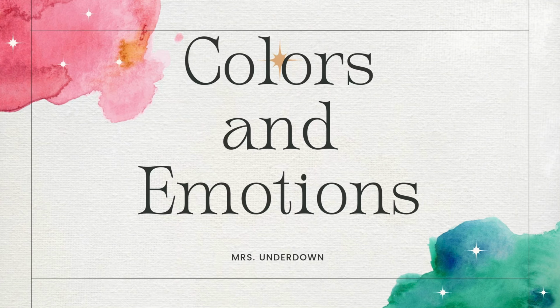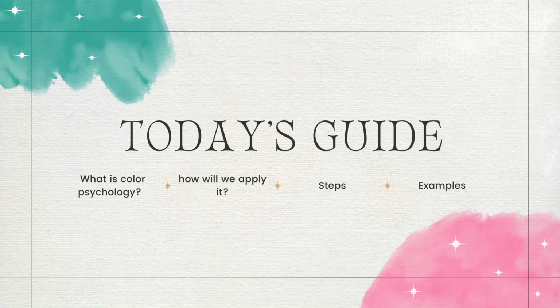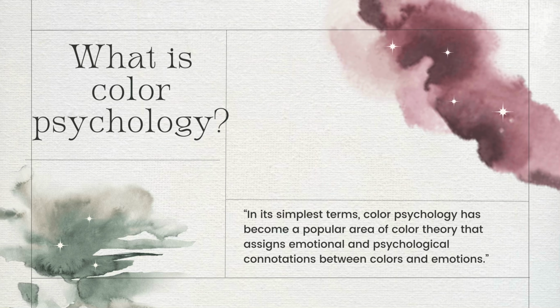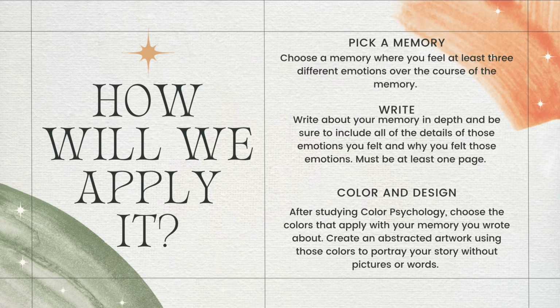So we are going to learn about colors and emotions, and we're going to go over what color psychology is, how we apply it, all of that. So color psychology, in its simplest terms, has become a popular area of color theory that assigns emotional and psychological connotations between colors and emotions. Here's how we're going to apply it.